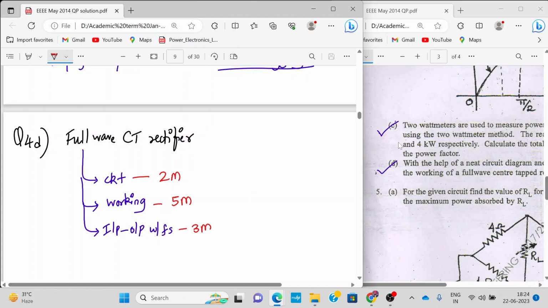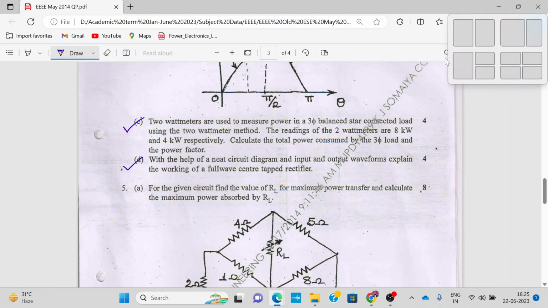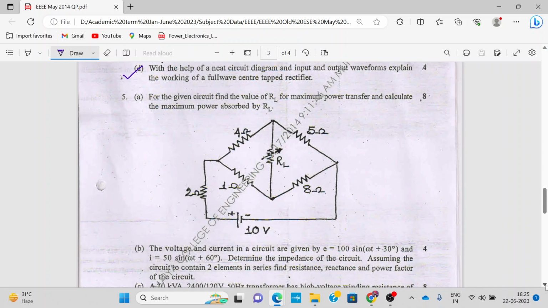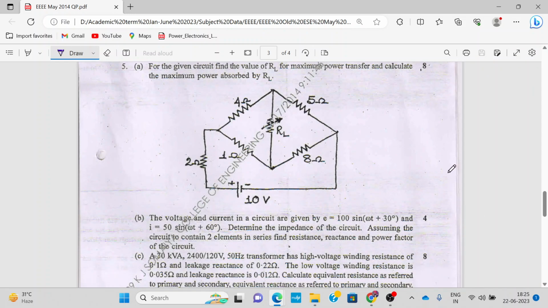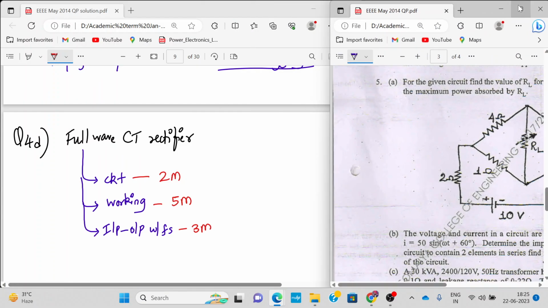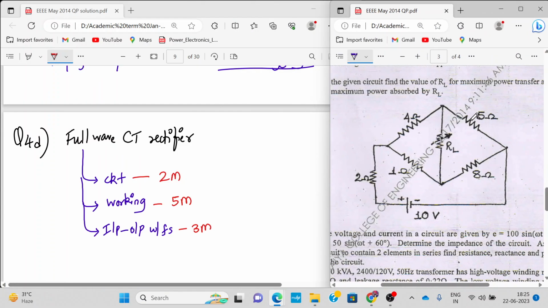We are almost coming to the end now. Okay, question number 5. Actually we are solving each and every numerical, right? That's why it's taking some time, don't worry. Question number 5. For the given network, find the value of RL and find the maximum power absorbed by RL. So it's a straightforward maximum power transfer theorem you have to apply.